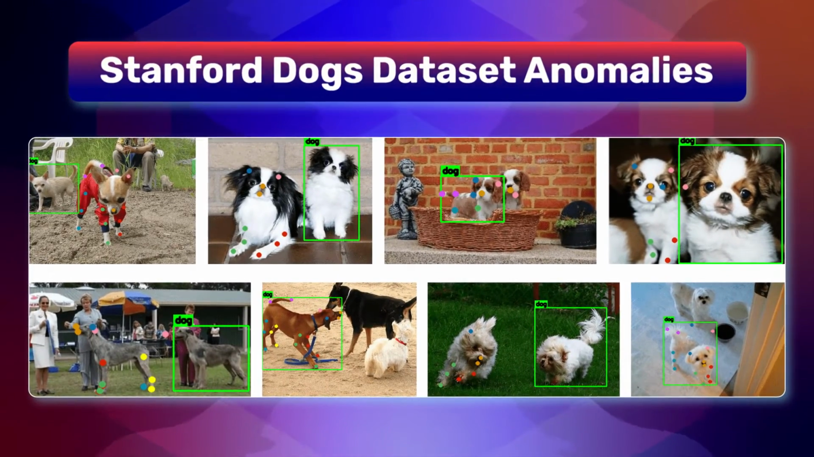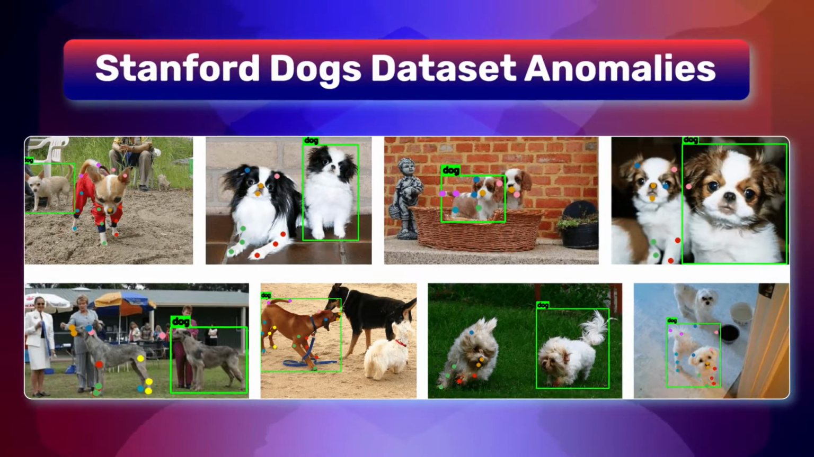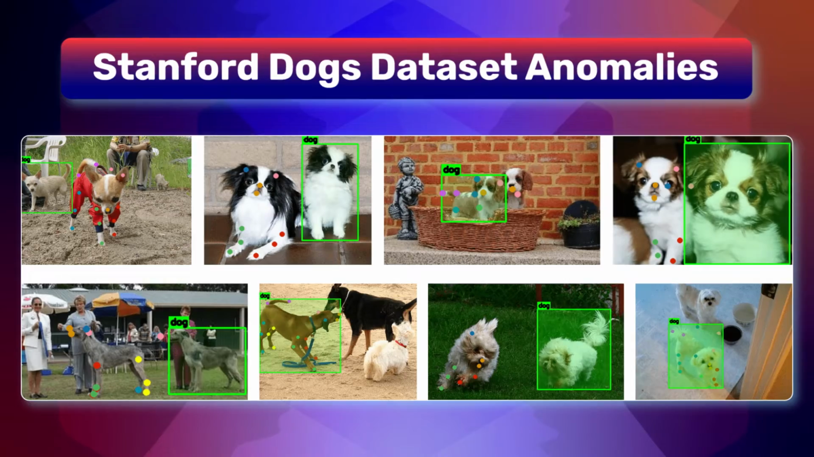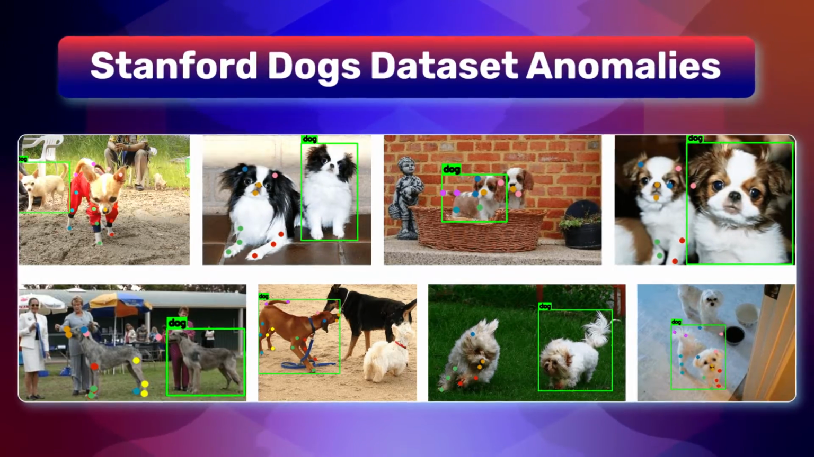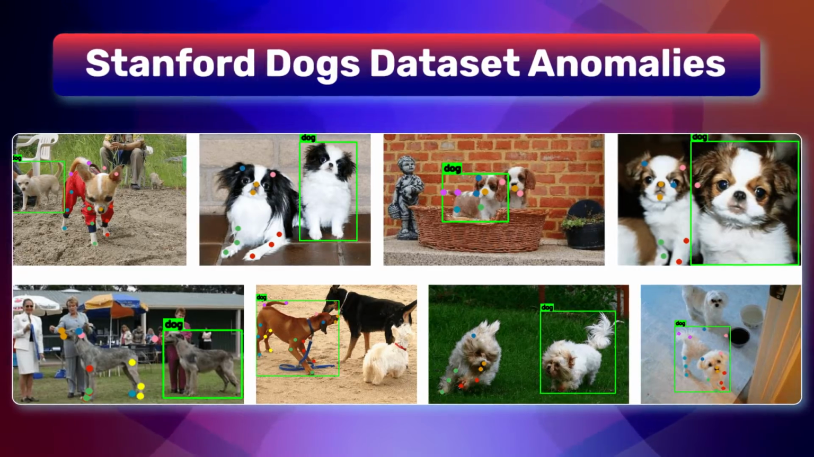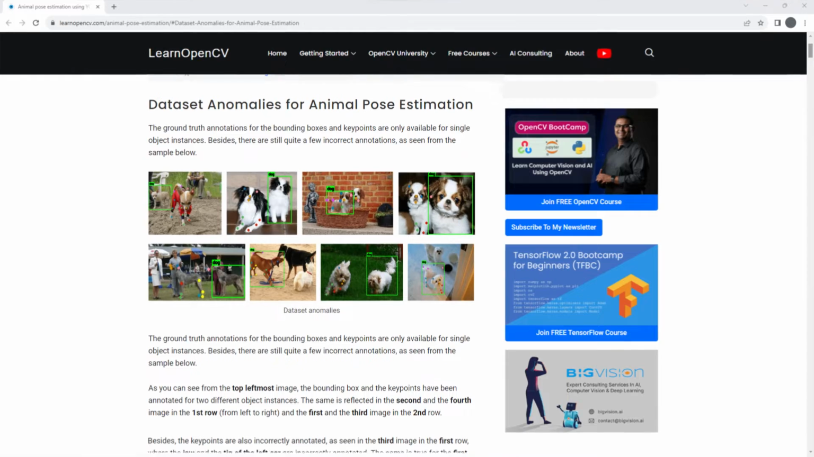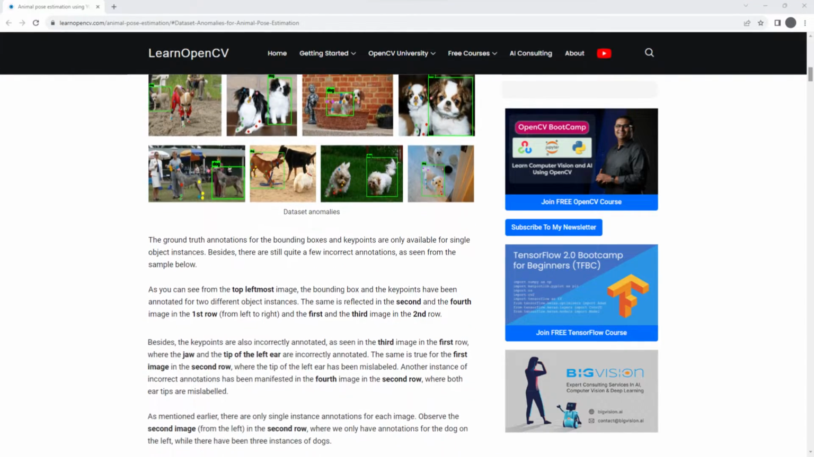That being said, the dataset is riddled with anomalies. Say, if there are multiple dogs, only single instance annotations are given. The bounding box and the key points are annotated for two different object instances, and the key points are being incorrectly annotated. Check out the blog post to know how to handle the annotation anomalies.